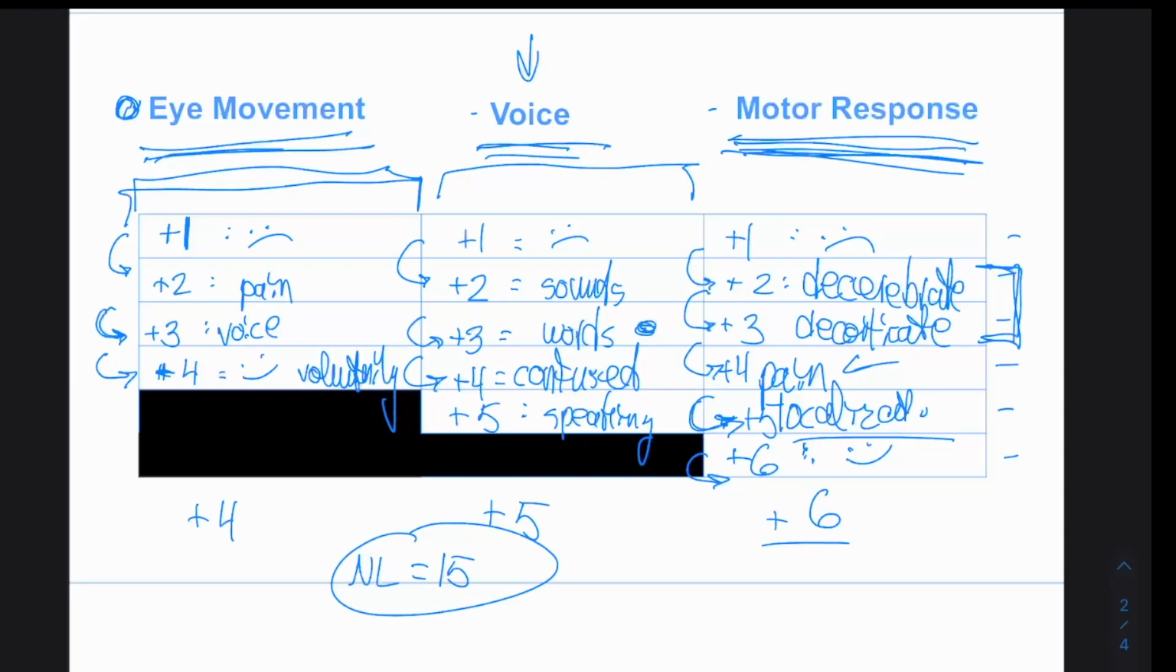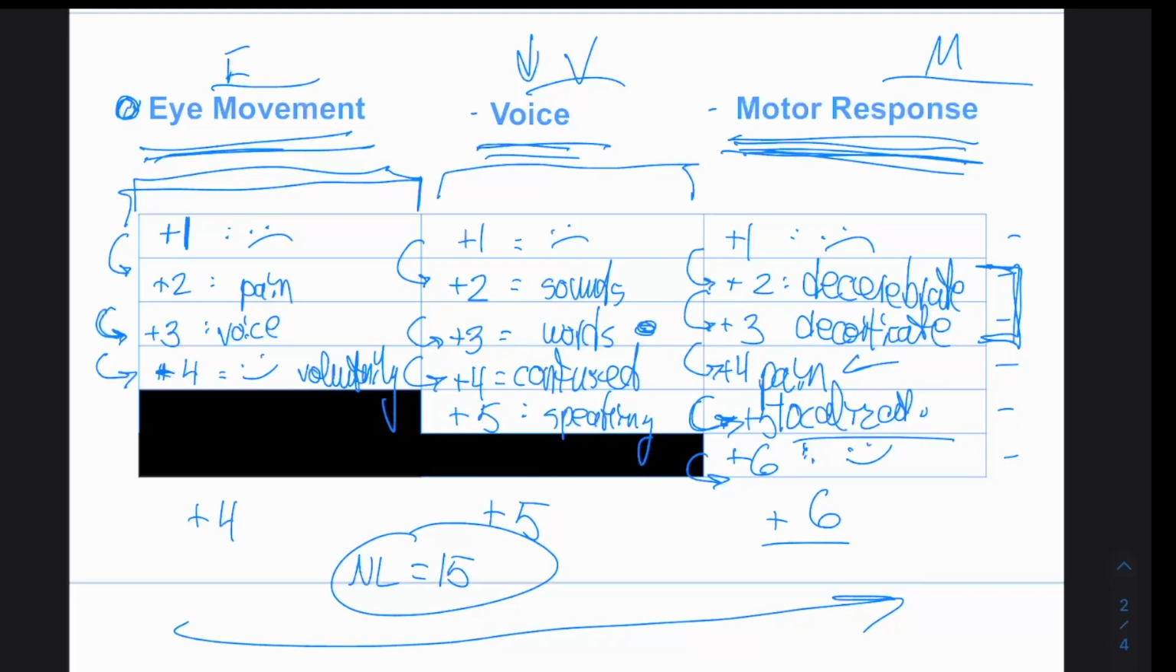So that is a quick and dirty way to look at GCS score. And what you want to remember, EVM. E for eye movement, V for voice, and M for motor response. Remember that from left to right, you go from +4 to +5 to +6, giving you a total of 15 points. And you want to remember that GCS less than or equal to 8, you want to intubate. And that is it.